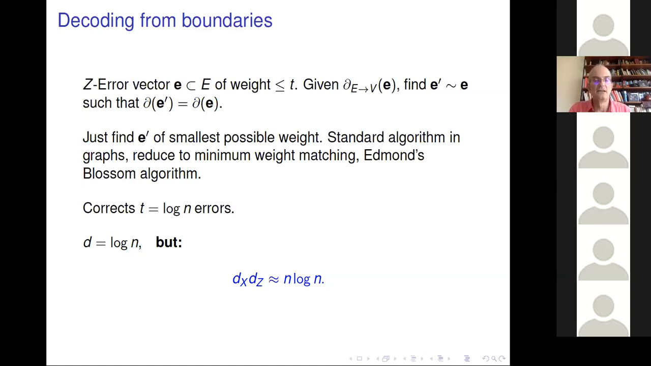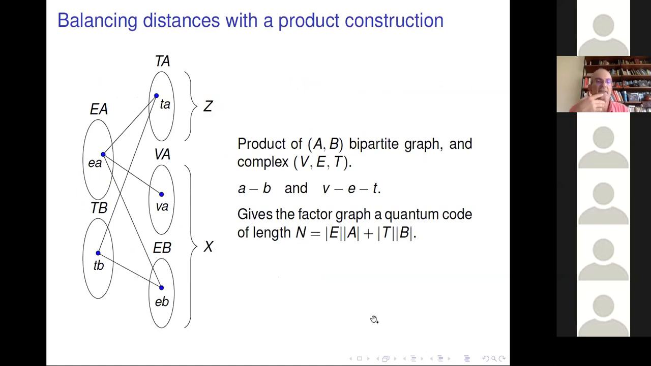And now you might want to think, can we somehow balance out those two minimum distances? Can we change the quantum code so as to keep this property that the product of the two distances is n times log n, and have both x and z distances more or less equal? And it turns out that this is possible. We can do this with a product construction. So how does the product construction go?